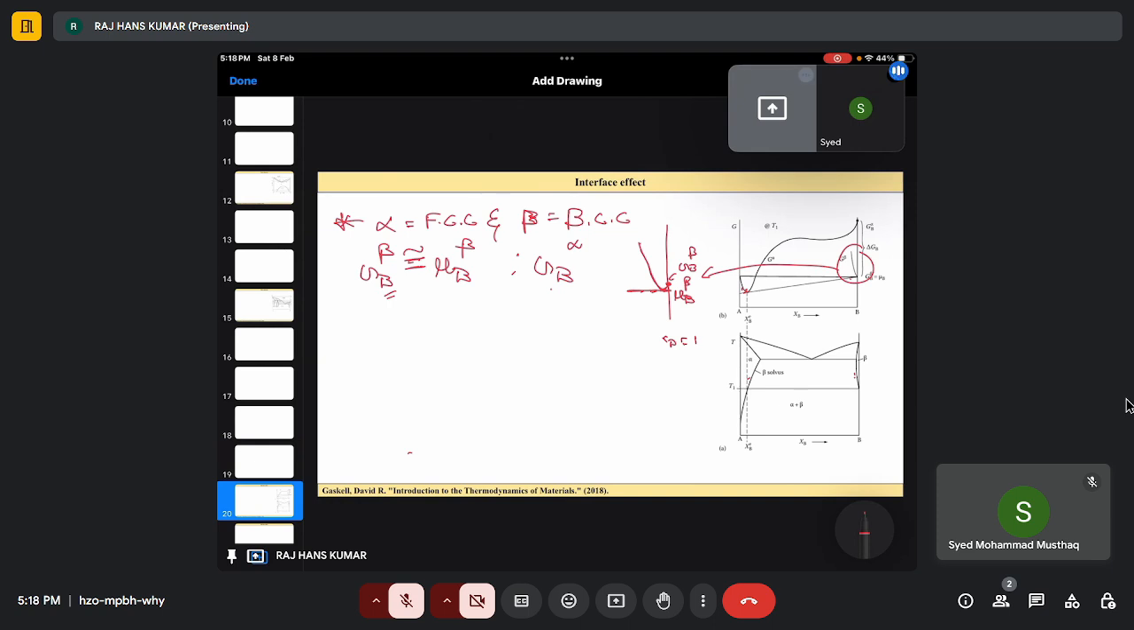So GB beta means iron in BCC phase, right? Now GB alpha means iron in FCC phase at room temperature, which again is not possible because it has high free energy. That's why it has very high free energy. So that's all.